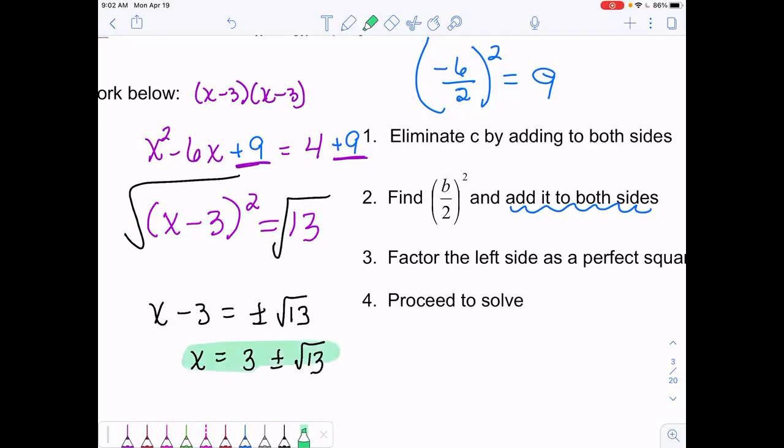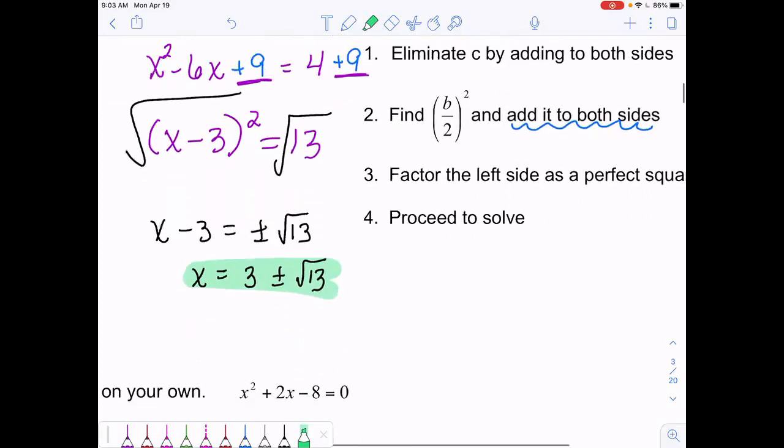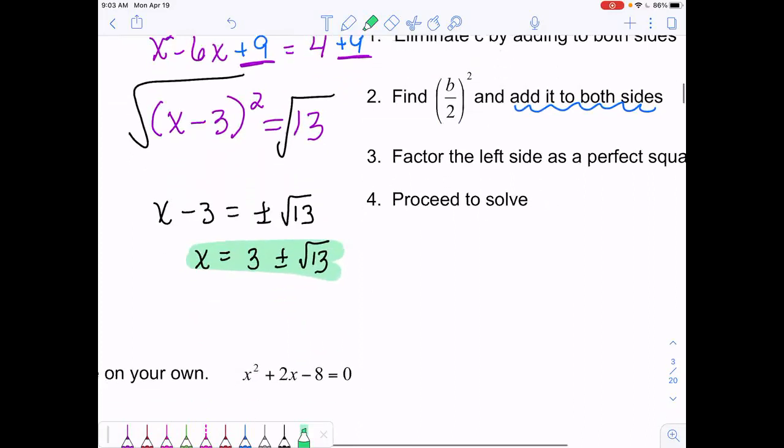We are going to leave our answers exact. Very rarely will we get decimals. Even if we're graphing this, we'll graph it as an exact and we'll do a little bit of mental estimation. So solving using completing the square. Questions? All right, so let's try another one.